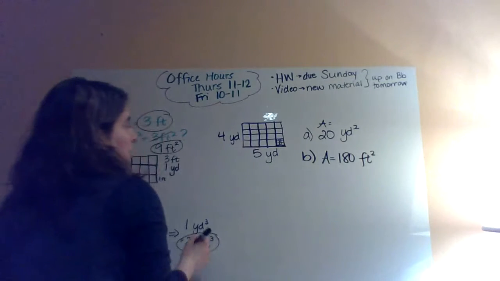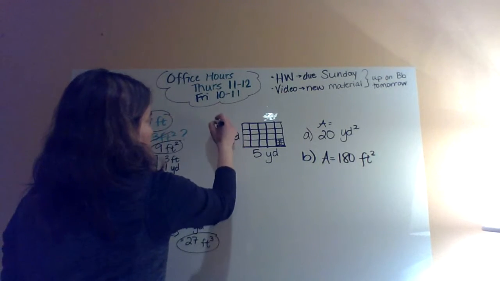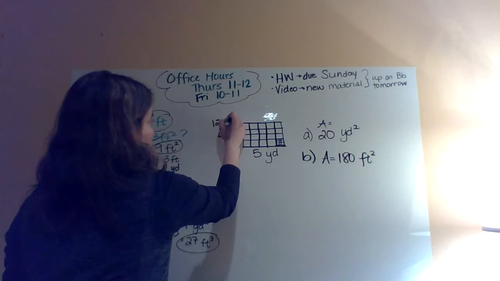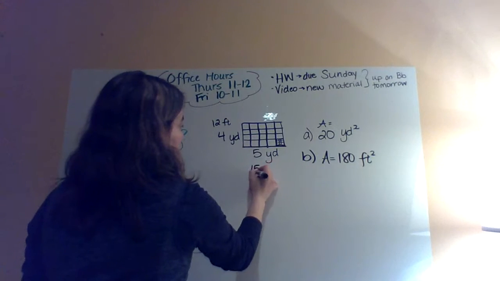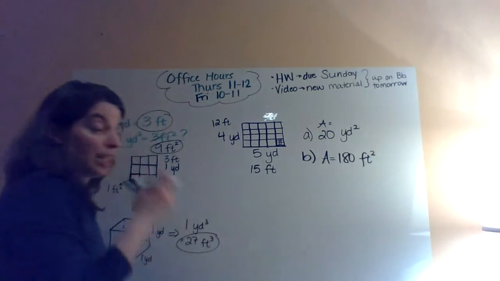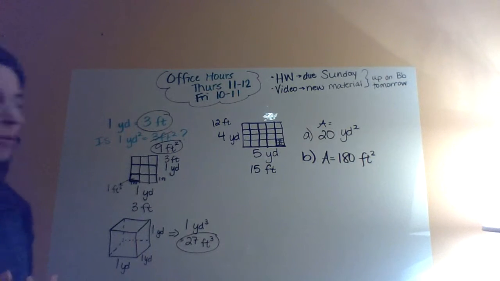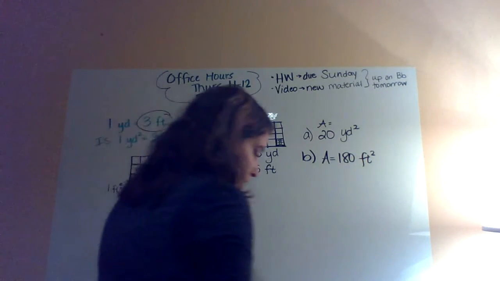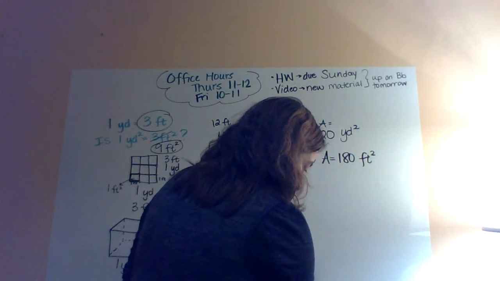Or the other way we could do this is we can convert these. So 4 yards is the same as 12 feet. 5 yards is the same as 15 feet. 12 times 15 is again going to be 180. Okay, so either way. So we started out with that.